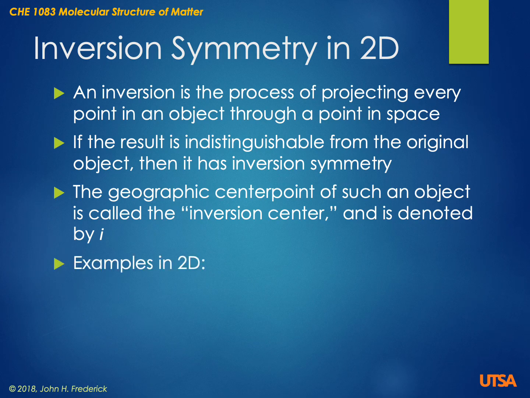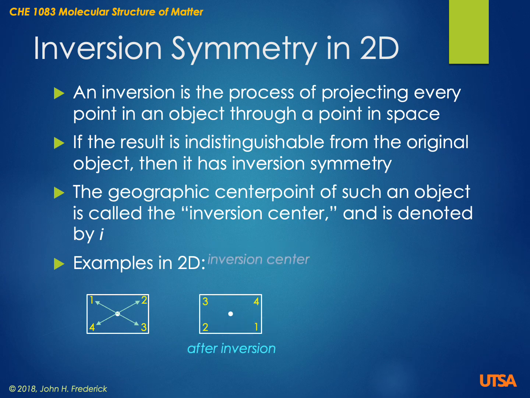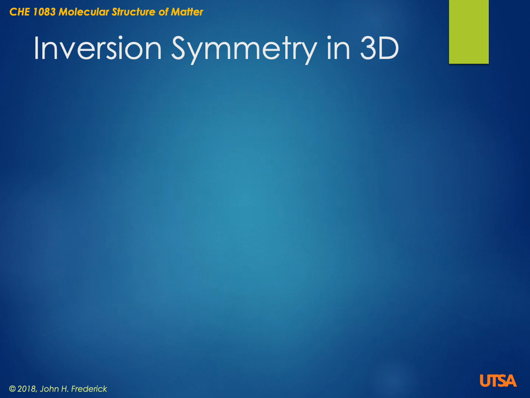And we can see some simple examples in 2D. If I took a rectangle, that inversion center would be right in the middle. We would invert each of the vertices through that center to the opposite side, and we would end up with this rectangle. We can also do this with a circle, and of course, again, the center of the circle is the inversion center for this, and every point on the circle has a companion point on the other side, so as they're inverted, they are converted into one another.